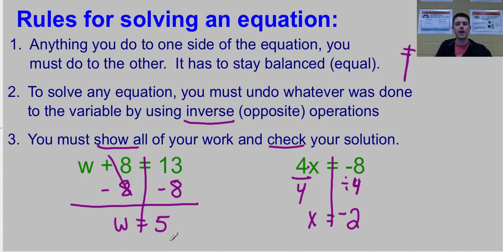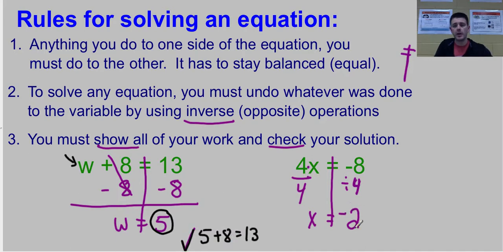Oop, forgot. I got to go back and do my check. All that means is we take our solution and plug it back into the original problem in place of our variable. So I plug in a 5 for w. 5 plus 8, is that really 13? It is. So we're good.